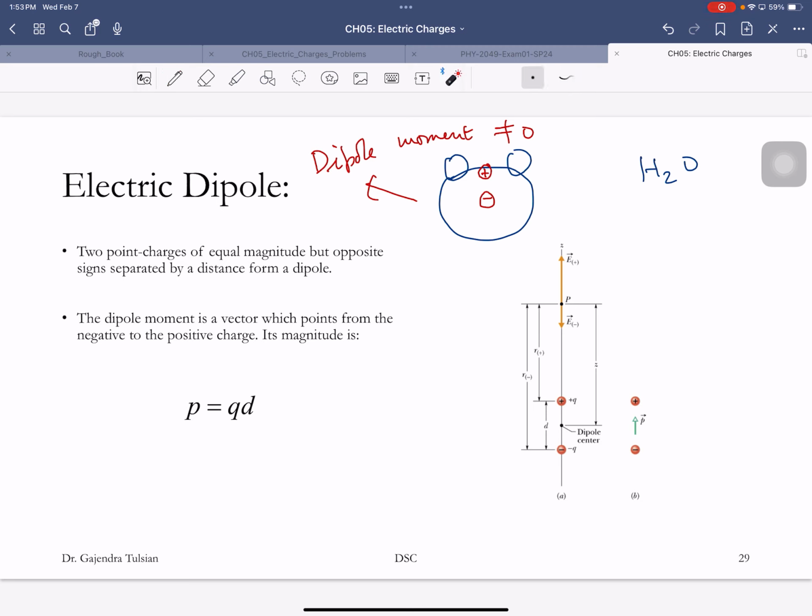The dipole moment is denoted by p, and it's the charge times the distance between them. So the further apart they are, the greater the dipole moment. The greater the charge, the greater the dipole moment. Now it's very hard to have a large dipole moment, I guess. But anyway, why is it hard to have a dipole moment?